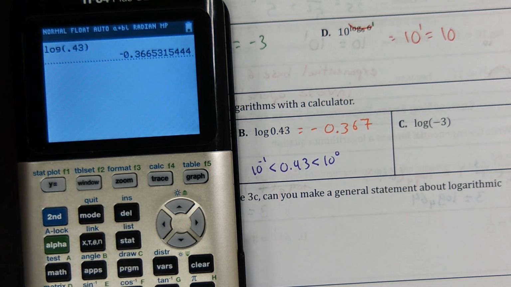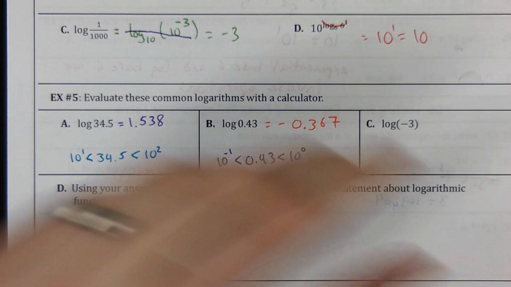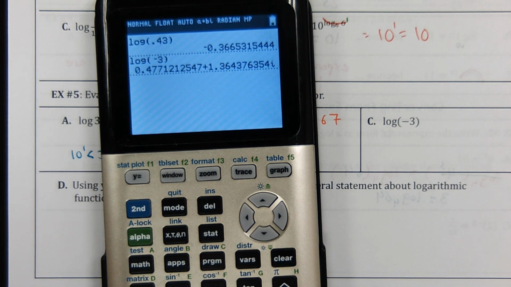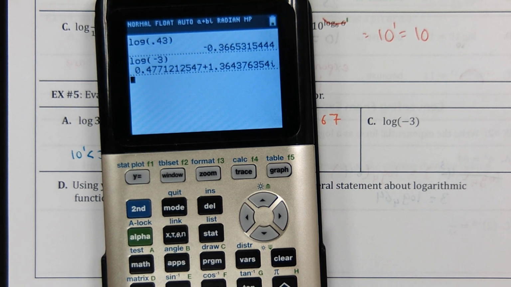0.367. I couldn't remember if I said the decimal or not. And what power of 10 would get you a negative number? Let's see what the calculator says. Do you see what kind of answer it just gave me? What kind of answer did it give me? It gave me an imaginary answer.